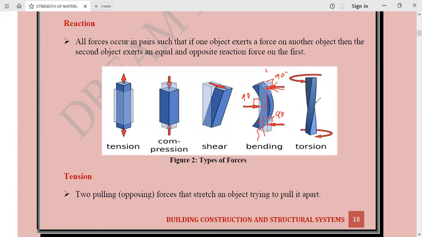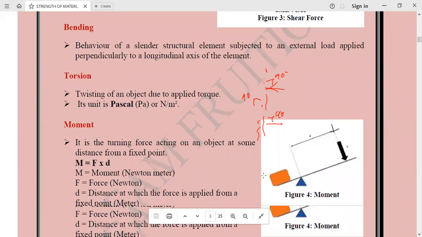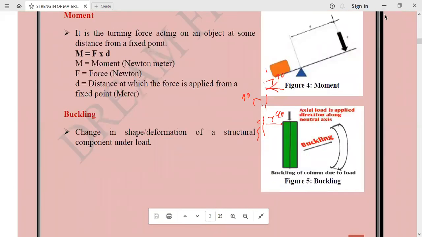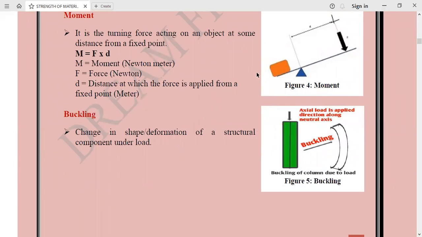But in buckling, the force that we are applying is along the axial direction. Here the force is not perpendicular to the longitudinal axis of the element. Here we have applied the force in the axial direction and buckling has occurred. Buckling is usually observed in long columns. We will discuss long and short columns in our later lectures.